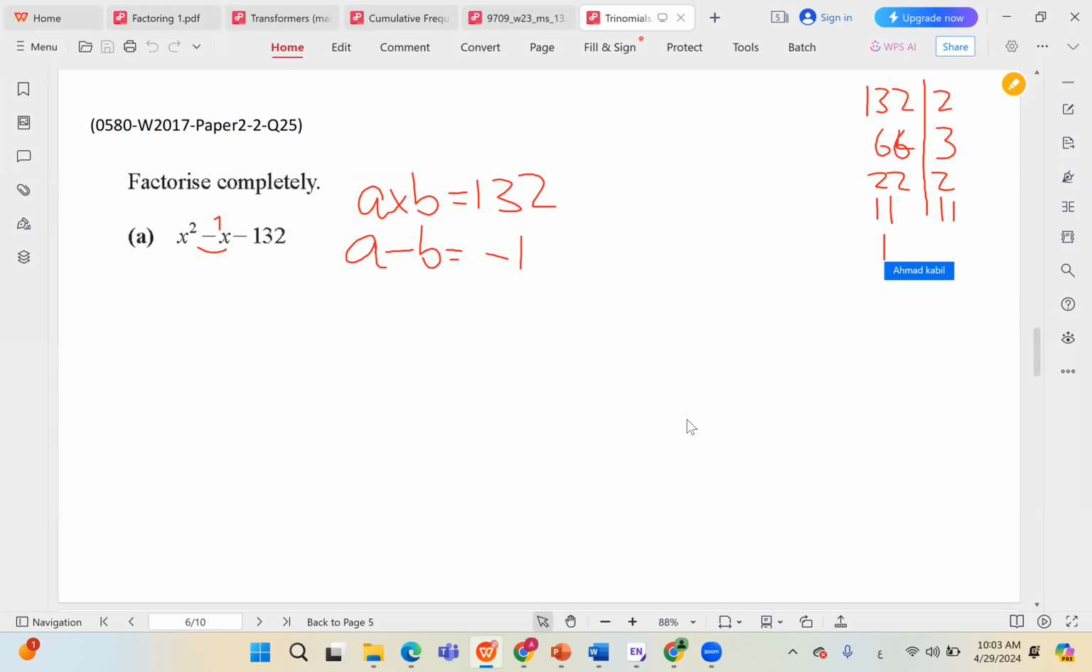And then we start with the factors of 132. So 1 times 132, and then 2 times. So we can write the numbers down here. 2 times 3 times 2 times 11. So if you have 2, then the rest are these numbers here. So 3 times 2 times 11 is 66.